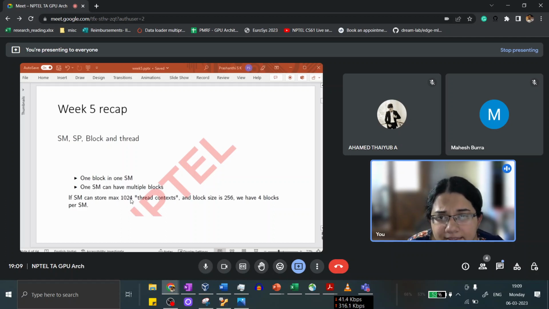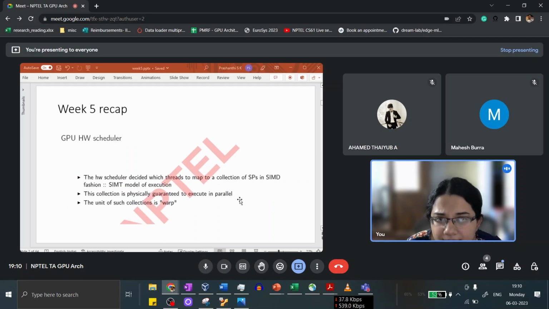Here is an example. If an SM can have a maximum of 1024 threads or thread contexts and the block size is 256, we have 4 blocks per SM. This is just simple math, so we'll skip through this. We'll see more detailed examples through the problems today.